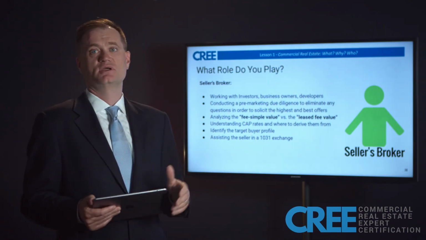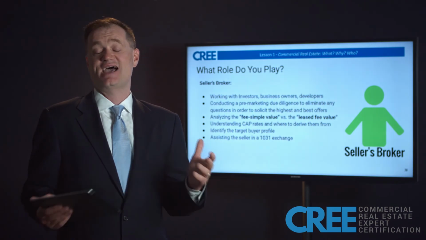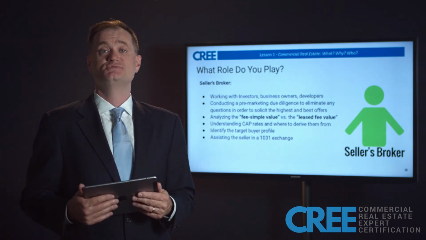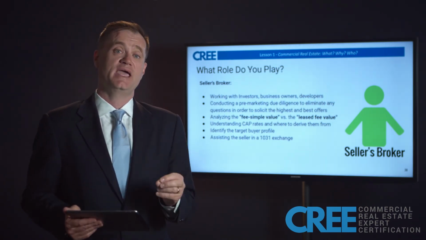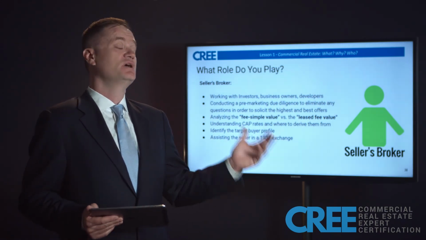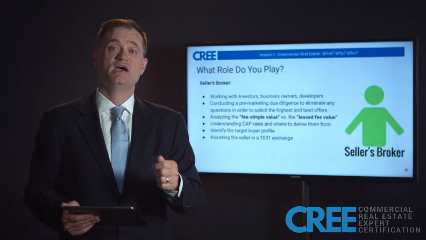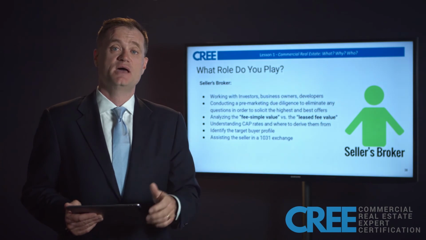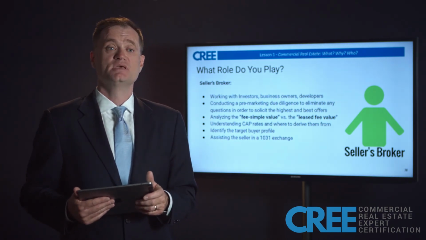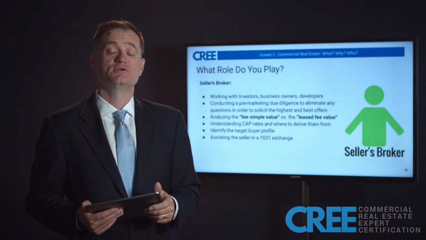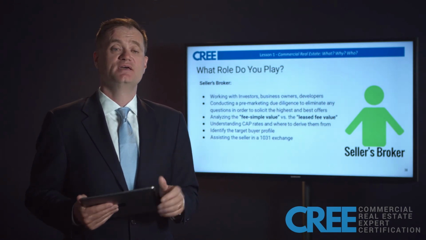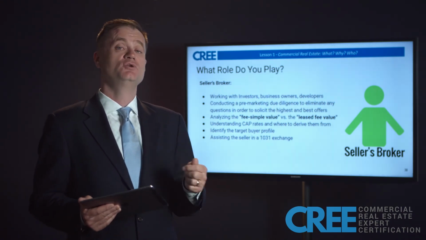What is a 1031 exchange? That is the IRS tax code 1031, which allows you to defer your gain in the property to another property. And you have 45 days to identify that property that you're going to buy after the seller has closed on that property, and then you have to close within 180 days.